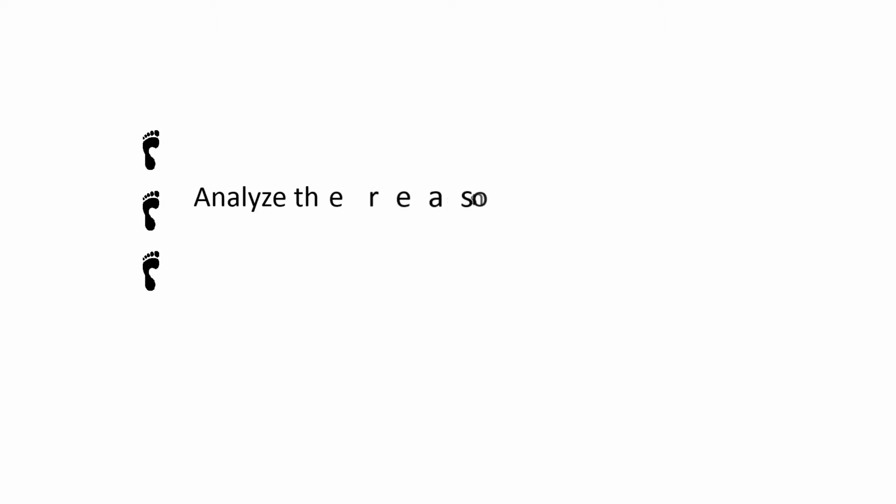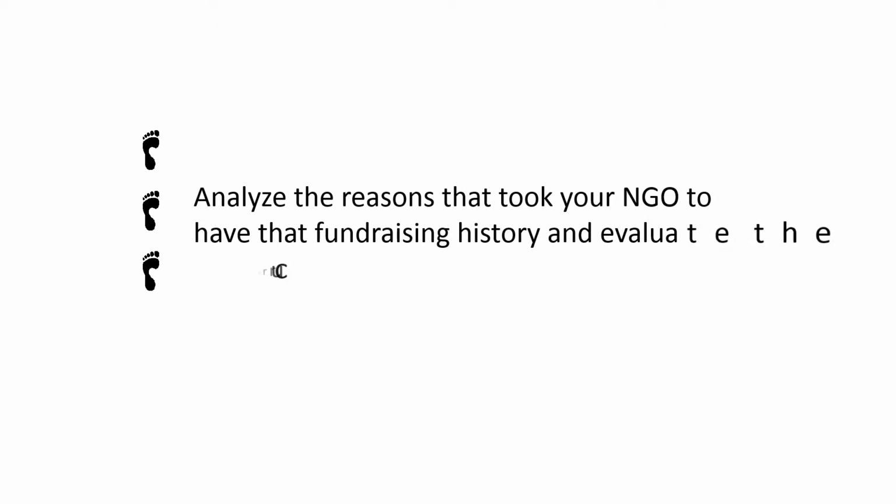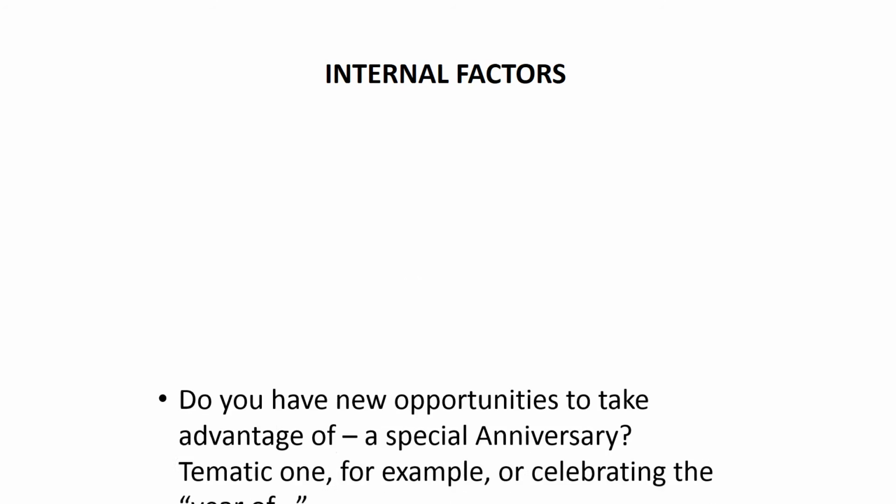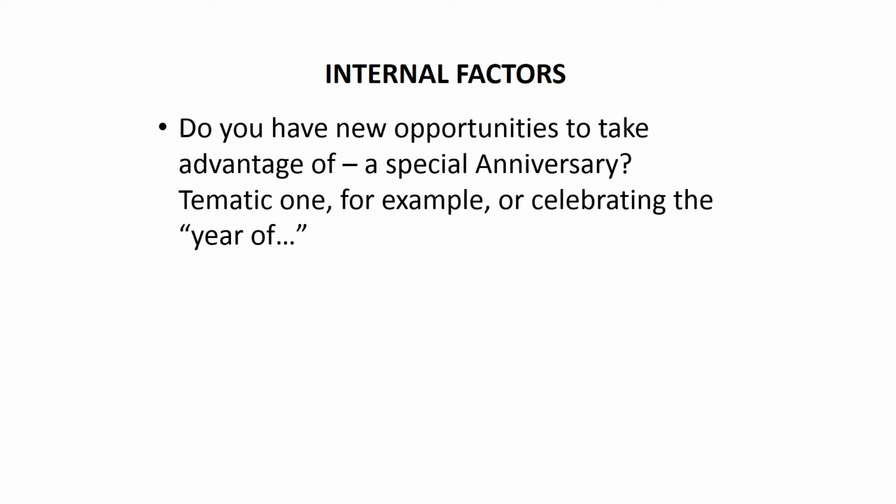Step number 3. Analyze the reasons that took your NGO to have fundraising history and evaluate the current situation. It's good to compare what took us to take particular decisions and to check if that reason or situation is still valid. What we need to take into consideration are internal factors and external factors. For internal factors, for example, we need to ask ourselves, do we have new opportunities to take advantage of? For example, a special anniversary, for example, a special theme celebrating a special year, like the year of volunteering. Maybe there are more funds this year if it's dedicated to the volunteering, so probably there are more funds on this topic, on this field.